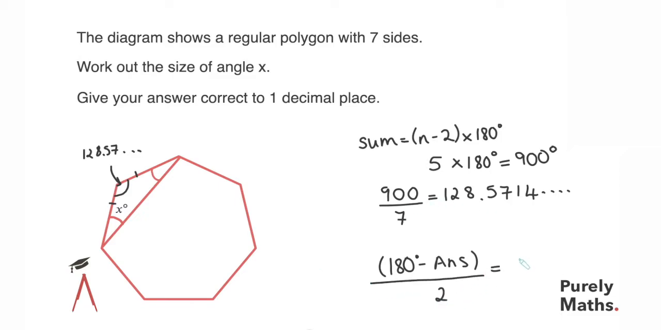And that would give me 25.7142 and so on. It's asked me to round it to one decimal place. The first decimal place has the digit 7 and the second decimal place has the digit 1. 1 is smaller than 5, so the 7 is going to stay the same. So my final answer is going to be 25.7 degrees. So angle x here is 25.7 degrees.